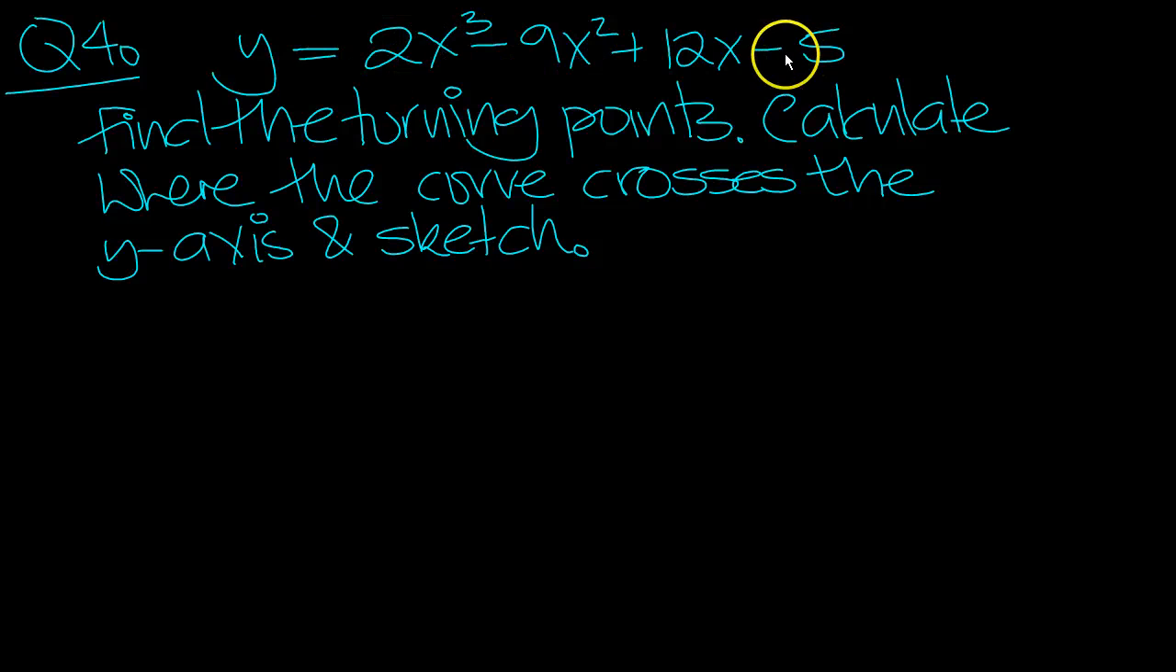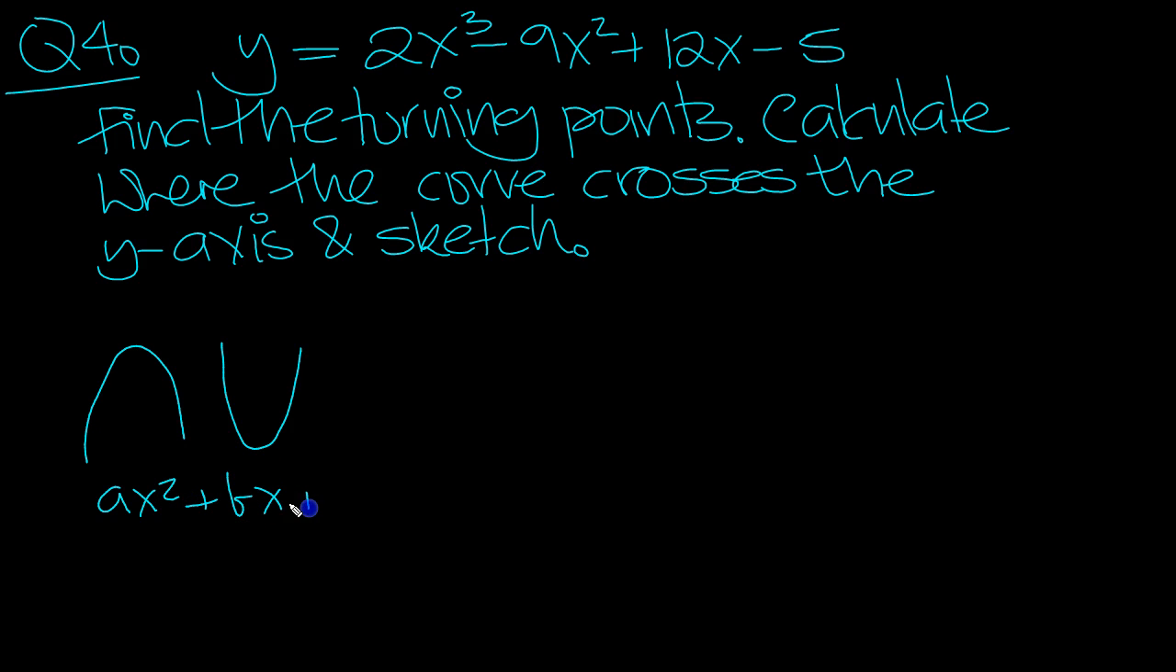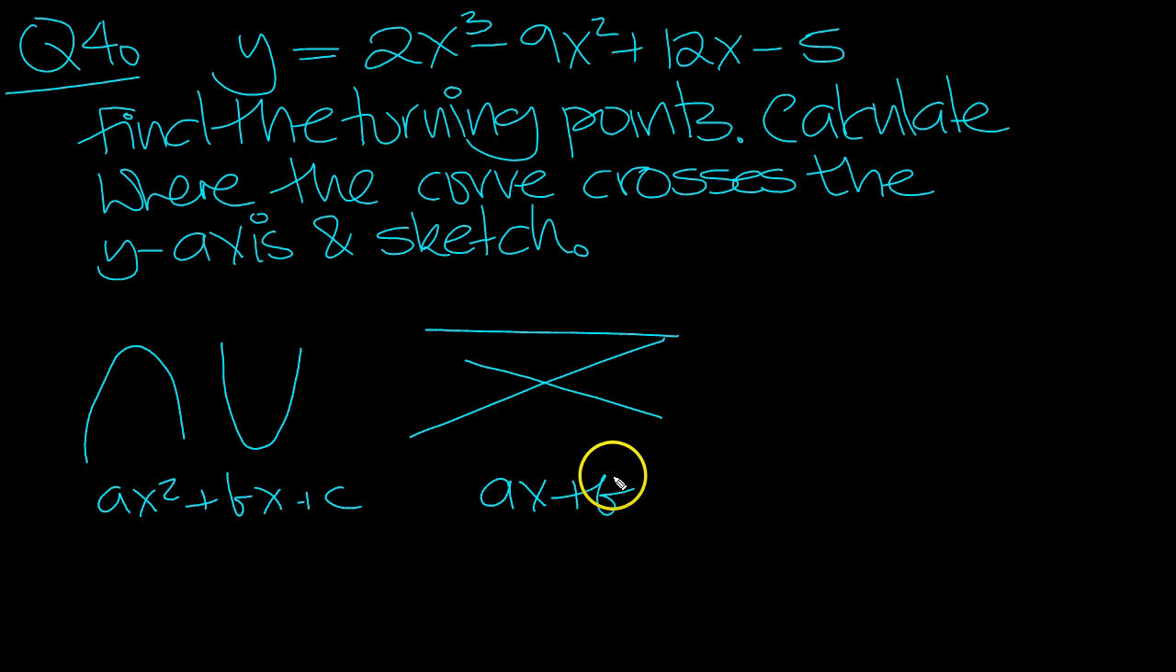Okay, so here's the curve. It's a cubic curve because it's got power 3. Now with a quadratic, it's either an N-shaped or a U-shaped curve. This is a quadratic curve. With a linear curve, it's a straight line, isn't it? So it can either look like that, like that, like that. So on, that's a straight line, that's a quadratic.